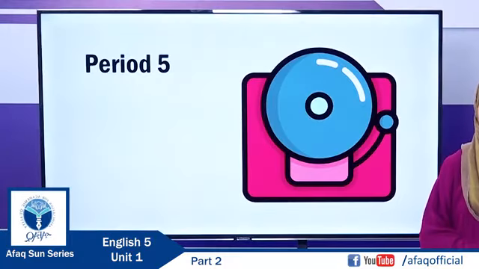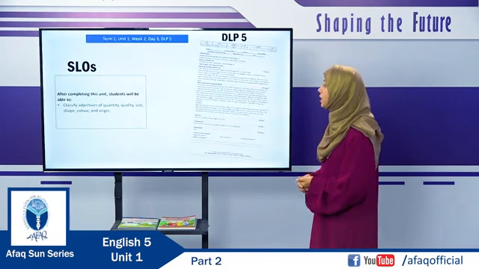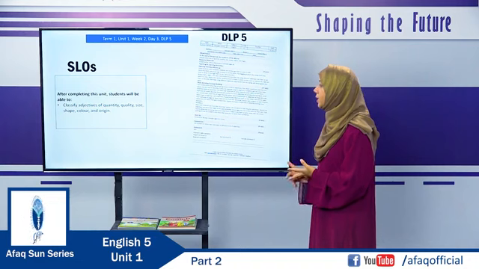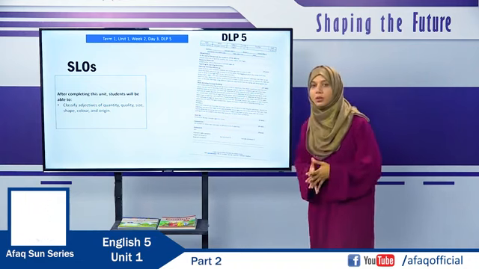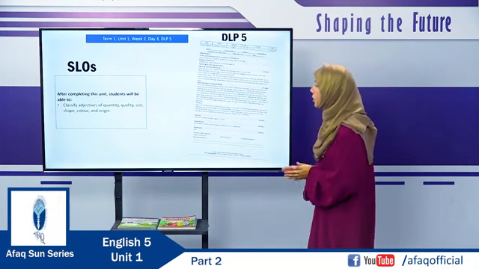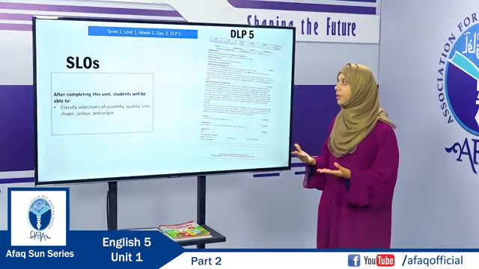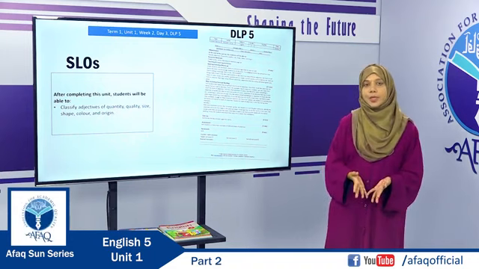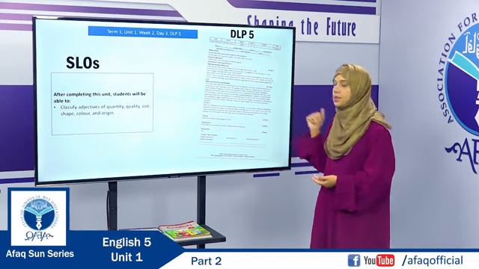Let's start the fifth period of the second week. In this period, students will be able to classify adjectives of quantity, quality, size, shape, color, and origin. So we are going to study about types of adjectives in this lesson. And the teachers can consult DLP number 5, which will be taught in day 3 of the second week of Unit 1, Term 1. We have provided complete methodology and different activities to cover this SLO in this DLP.